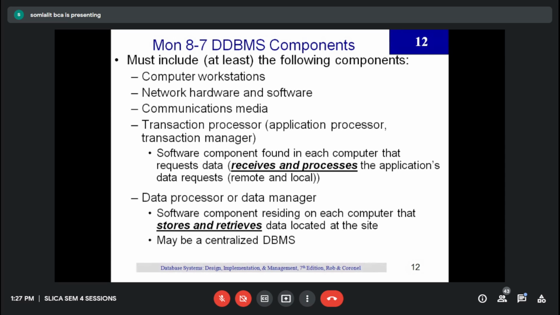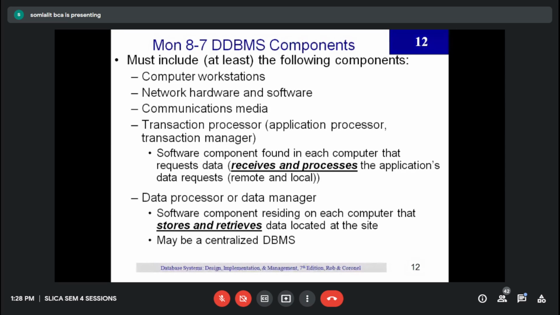So, what do you mean by transaction processor or data processor? See, processing can be of only two types. It can be either transaction processing or it can be data processing. Transaction processing means once we have received the data, then we are doing some processing on it. That is your transaction processing. Data processing means the processing related to storing and retrieving the data from the database. That is your data processing.